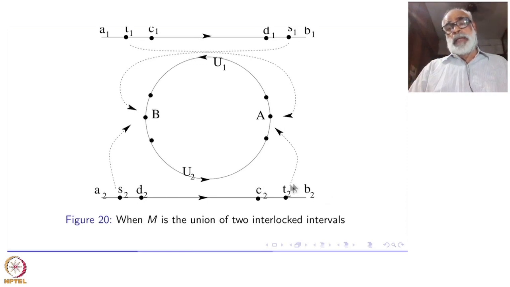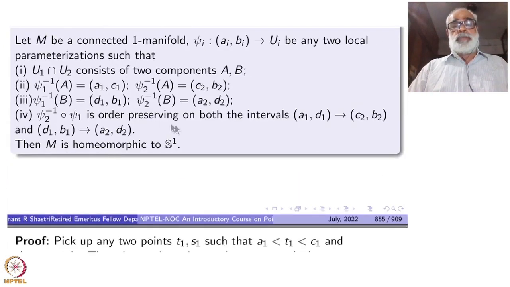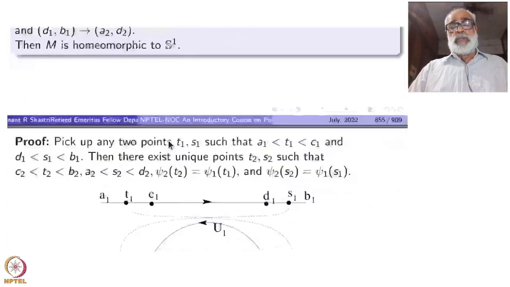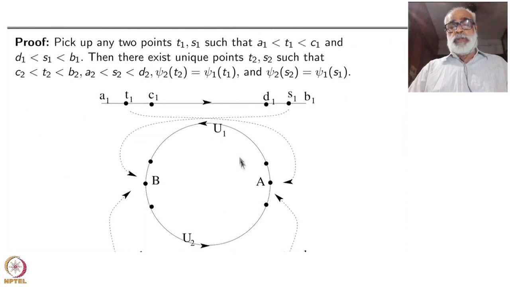Similarly, you start from here D1 B1, come here and then go by inverse image, you get D1 B1 to A2 D2. That must also be order preserving. So these are the assumptions that we have. Both are order preserving. Then the conclusion is that this U1 union U2 is a circle. Not only that, once you have that, there is nothing else. M is a connected manifold, so it has to be the whole of this. This is what we have to see.